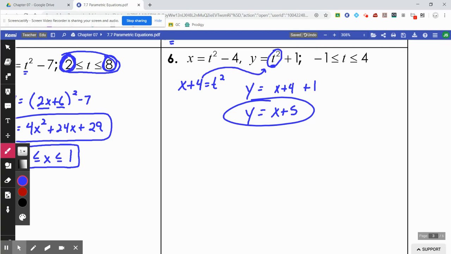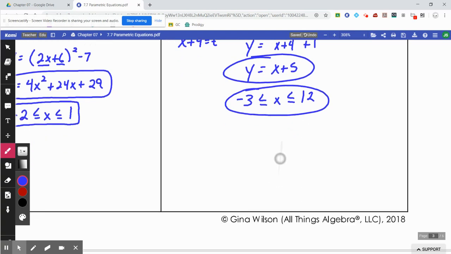So let's see where our x values are restricted. When you plug in -1 into your x, it gives you 1 minus 4, which is -3. Now, again, we are changing these t's to x's now. When you plug in 4, it gives you 16 minus 4, which is 12. So that means your x values are restricted between -3 and 12.